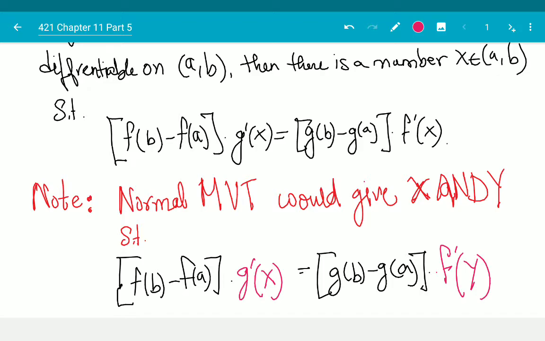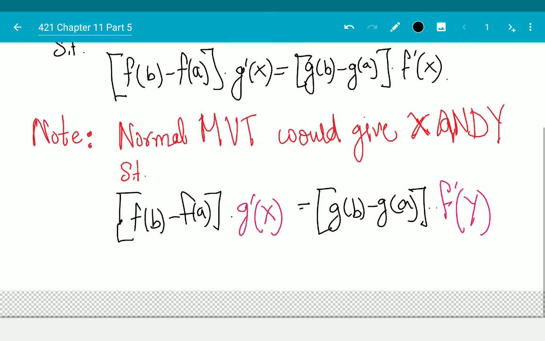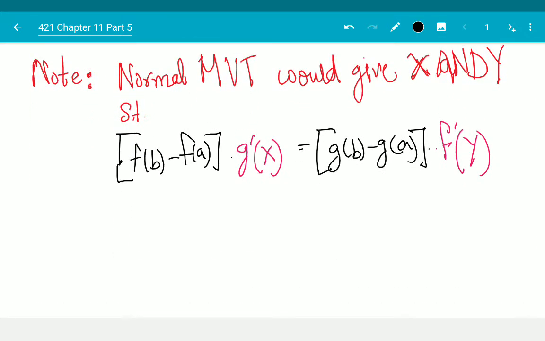If you use the mean value theorem, it would say there is some x such that this is happening, there is some y such that this is happening. There is no guarantee they need to be equal. This one says you can find one number such that they are equal. Okay, so proof.